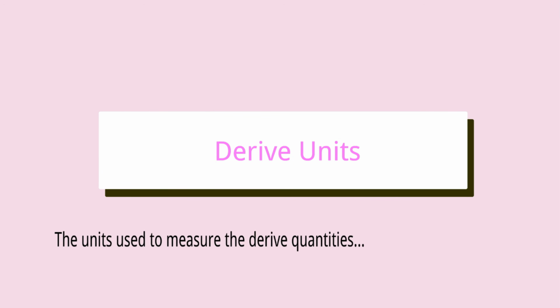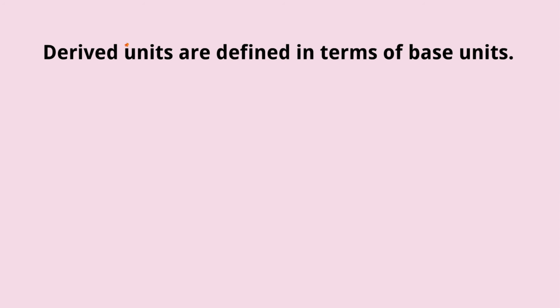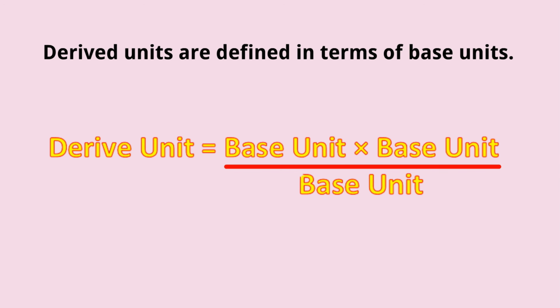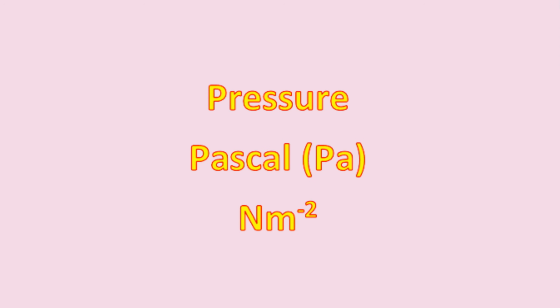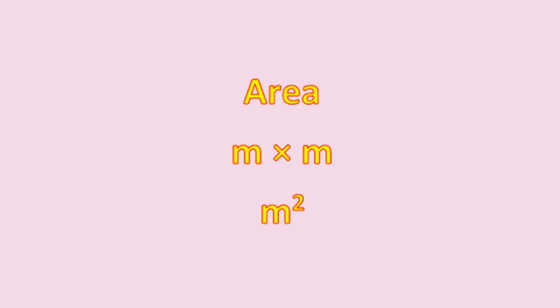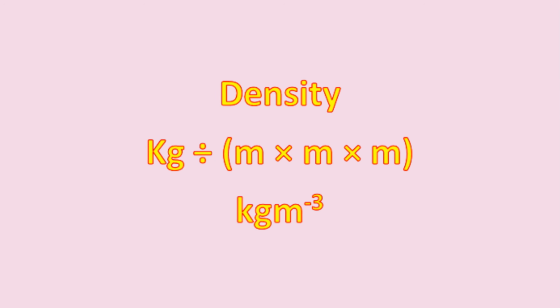Derived units. The units used to measure the derived quantities are called derived units. Derived units are defined in terms of base units, and we get them by multiplying or dividing base units with each other. For example, acceleration is measured in meters per square second. For pressure it is Pascal, that is, Newton per square meter. Velocity is measured in meters per second. For area, it is square meter. For volume it is cubic meter. For density it is kilogram per cubic meter.